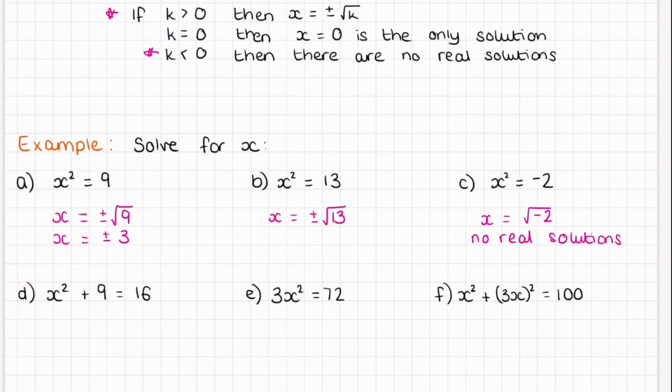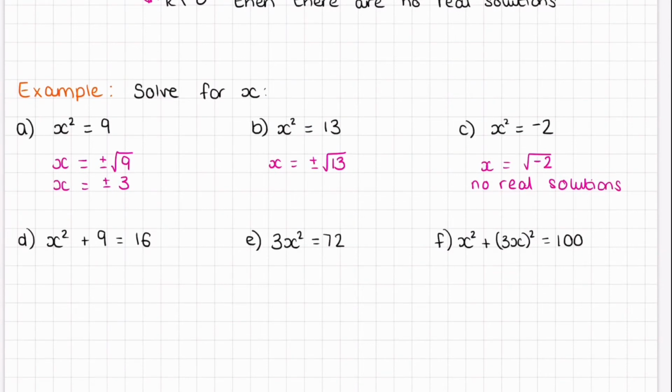Now part D, we've got x squared plus 9 equals 16. This requires us to rearrange first. So remember x squared will equal 16 minus 9, which is 7. So x will equal plus or minus the square root of 7. Part E, 3x squared equals 72. We get x squared equals 72 divided by 3, which is 24. Then we take the square root of that, so we're going to have plus or minus the square root of 24. Now I want you to think if that is our final answer.